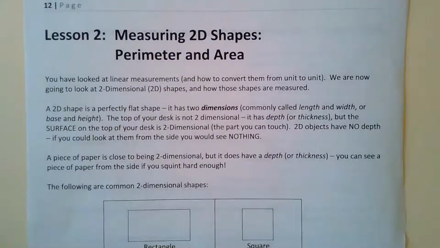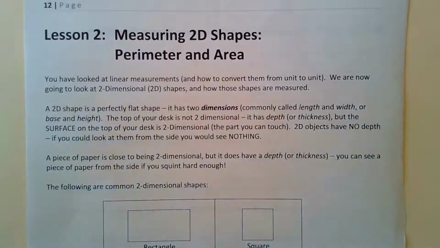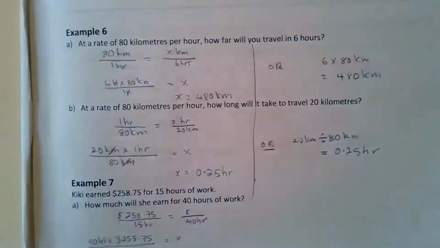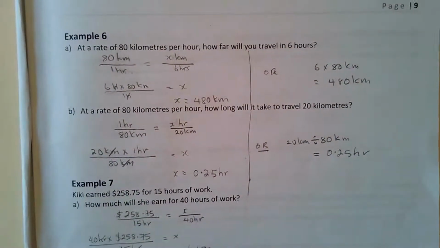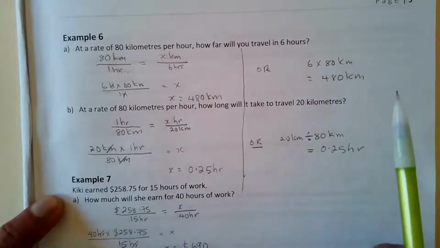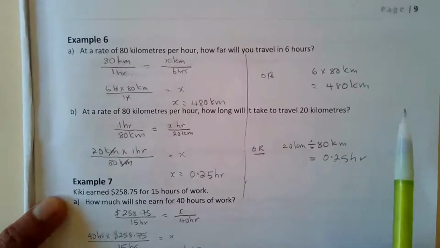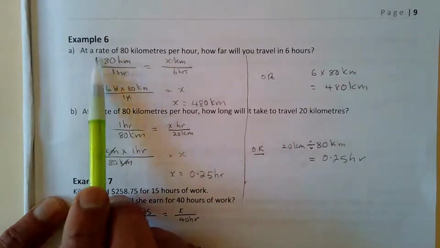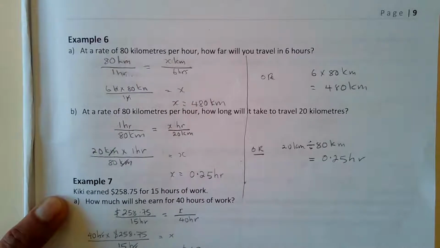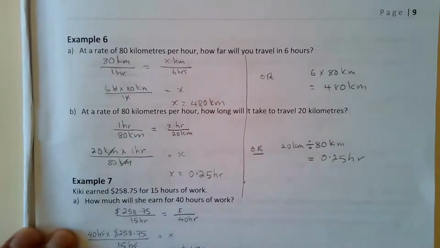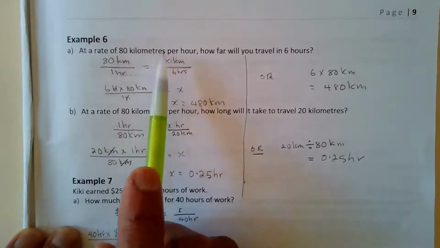We also looked at non-standard measurement, where there is no standard measurement because it varies according to the situation. In this case, we have a rate of 80 kilometers per hour: how far will you travel in 6 hours? There's no standard speed you can travel with a car or any vehicle. So this is called a non-standard.